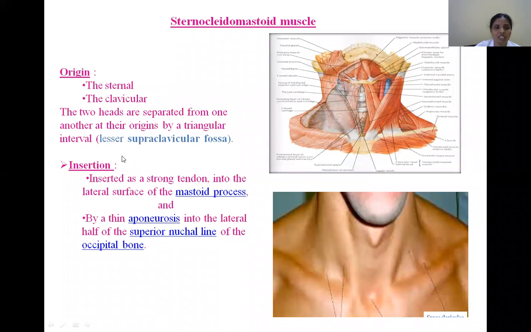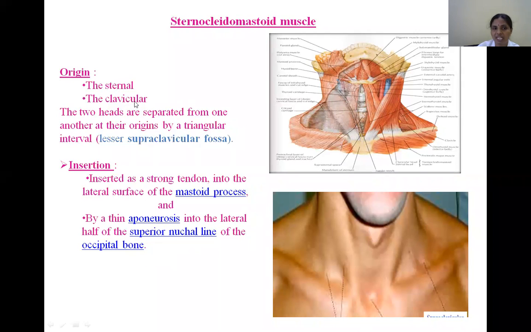So what is the insertion of the sternocleidomastoid? See, the insertion is a strong tendon. The two heads at the midpoint of the neck fuse to form a single belly. As it ascends upwards, it forms a rounded belly. Then it is inserted as a round tendon to the mastoid process, and further behind, it inserts into the superior nuchal line of the occipital bone.